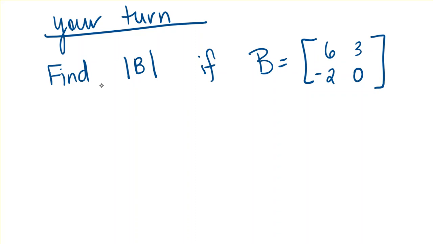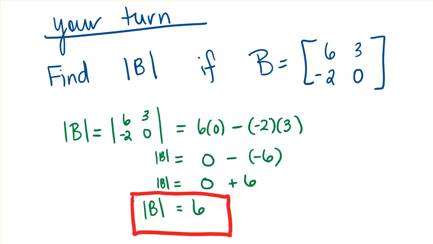Now let's look at an example. So apply these skills to the matrix B. So I recommend you pause this video, find the determinant using the formulas that we just talked about in the last few seconds of this video. Once you've found your determinant, unpause and you'll see the solution and you can verify your work. After finding the determinant, we get the value that the determinant of B is 6 in this example.